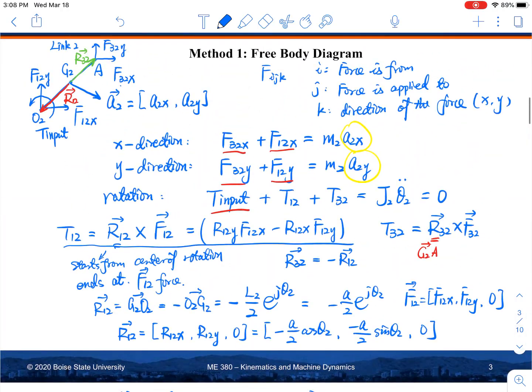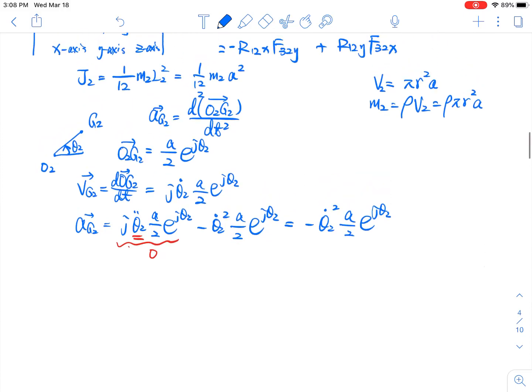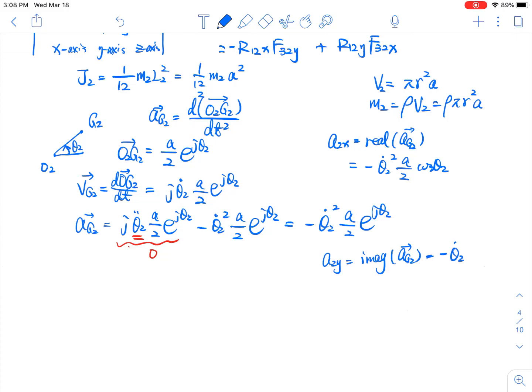But according to the definition, we need a2x and a2y. So that means your a2x is just the real part of your complex vector. That is minus theta 2 dot squared half a cosine theta 2. And then your a2y is going to be the imaginary part of this vector aG2. That is minus theta 2 dot squared half a sine theta 2.